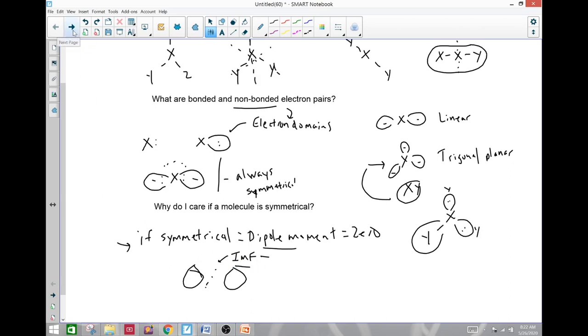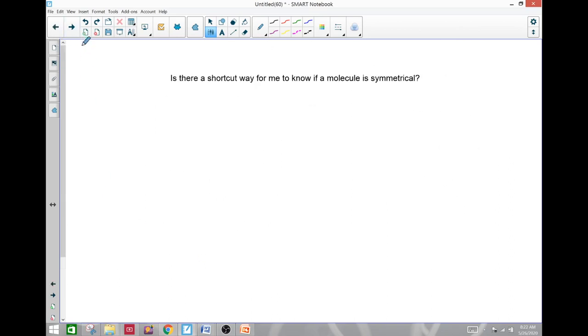All right, so that being said, is there a shortcut way for me to know if a molecule is symmetrical? The answer is yes. Now, it's not perfect, and we'll do some more information here, but if you're struggling with some of this stuff, then this might be a good way to get from point A to point B. You'll note that if X has nothing attached to it, then it's symmetrical. And then if we put something on it, let's say X, Y, it would look like this.